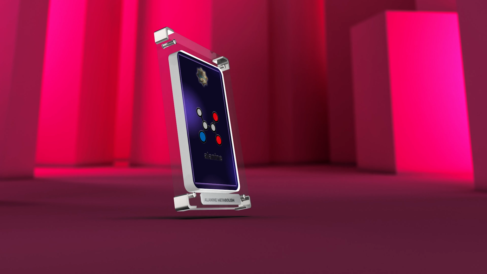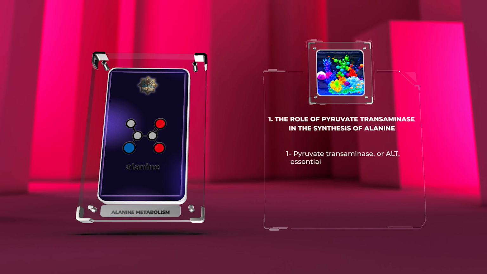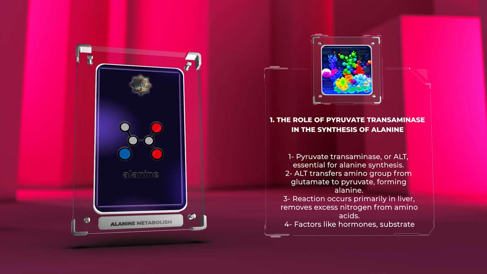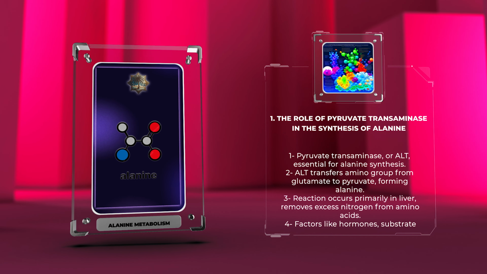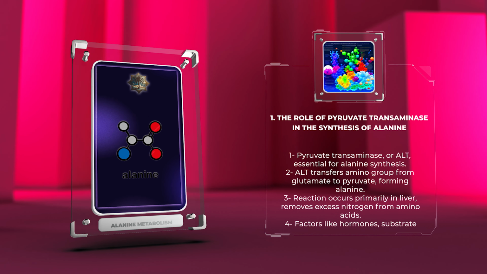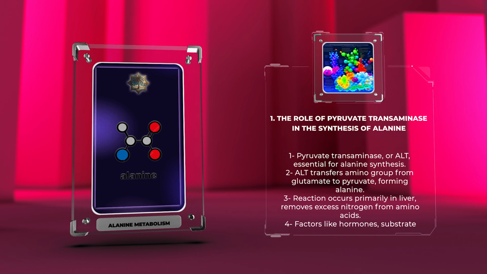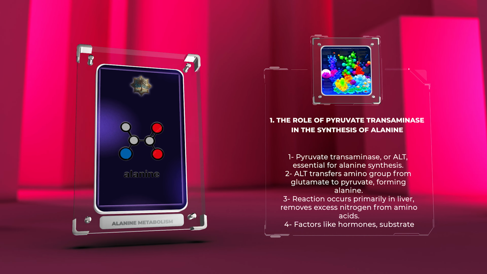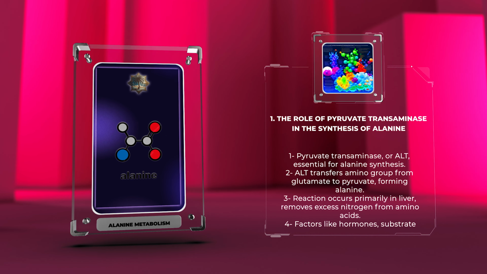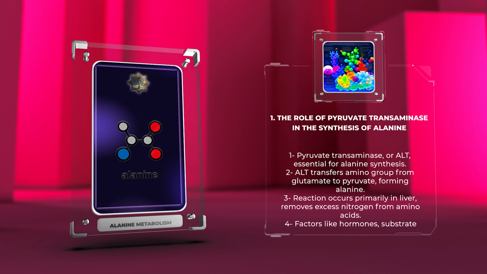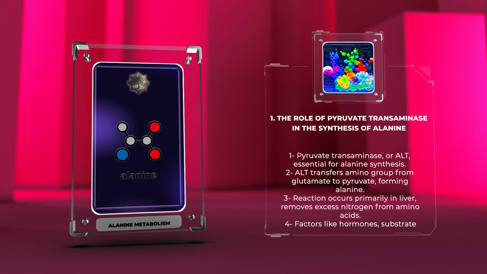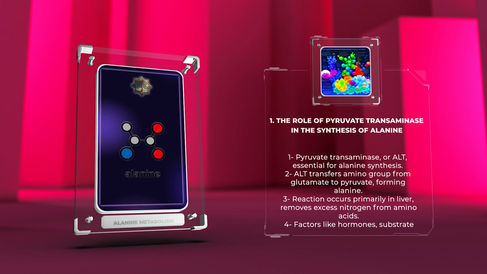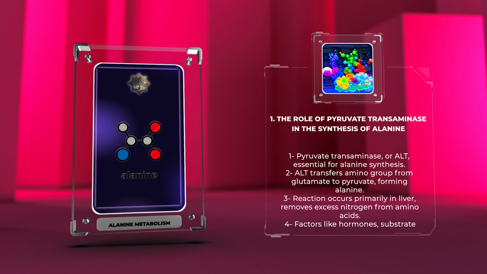Pyruvate transaminase, or ALT, is essential for alanine synthesis. It transfers an amino group from glutamate to pyruvate, forming alanine. This reversible reaction occurs primarily in the liver, where it helps remove excess nitrogen from amino acids. By regulating ALT activity, the body maintains nitrogen balance and cellular homeostasis. Factors like hormones, substrate availability, and energy status influence ALT activity. This ensures a sufficient supply of alanine for physiological processes without disrupting metabolic equilibrium.